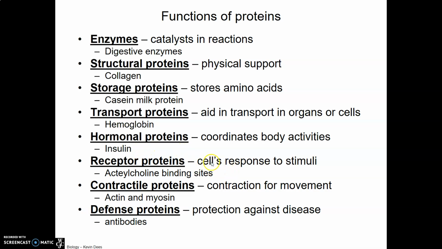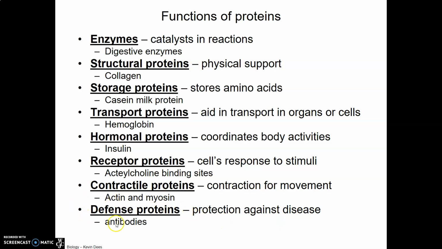Some proteins are found on the surface of cells, and they help cells respond to stimuli. For instance, these receptor proteins like acetylcholine binding sites are found at the junctions of neurons to help the neuroelectrical impulse be received from one cell to the other. Some proteins are there to contract for movement. These contractile proteins like actin and myosin that we find in our skeletal muscle tissues are important because as they receive the signals, they are allowed to contract and slide past one another and help your muscles to work.